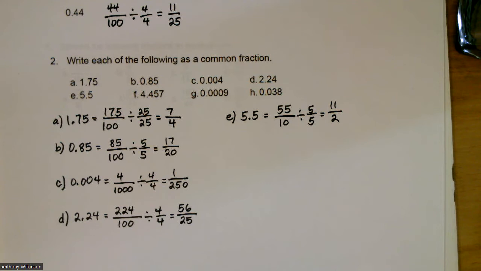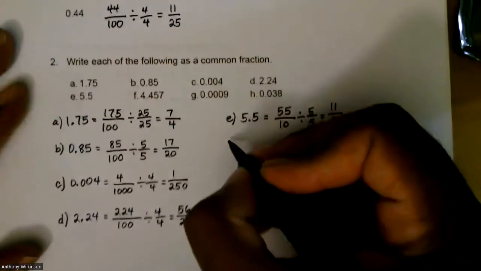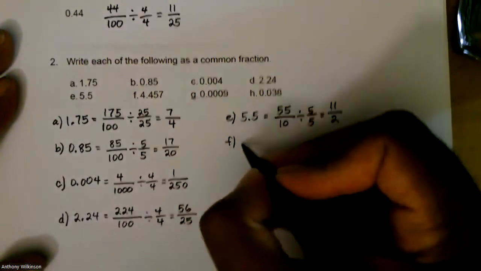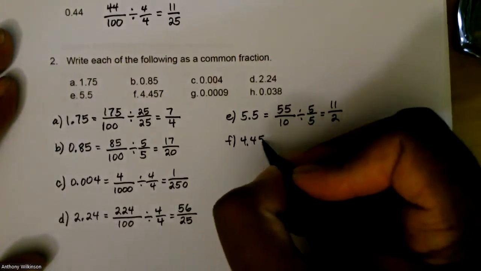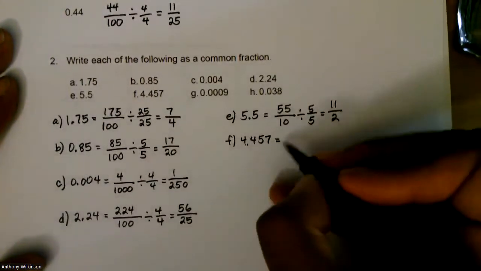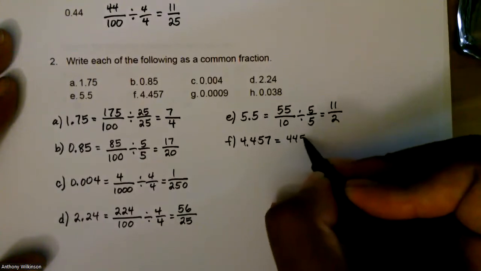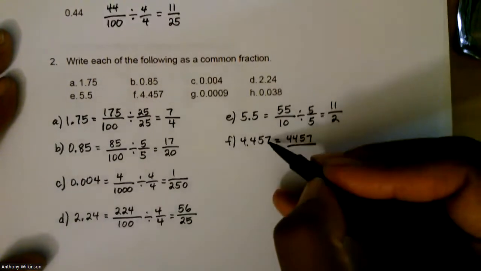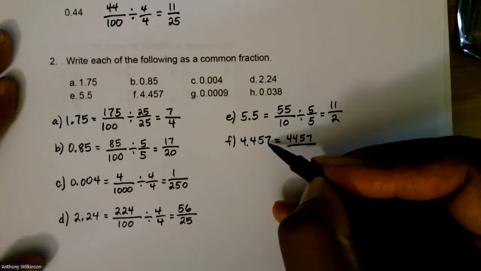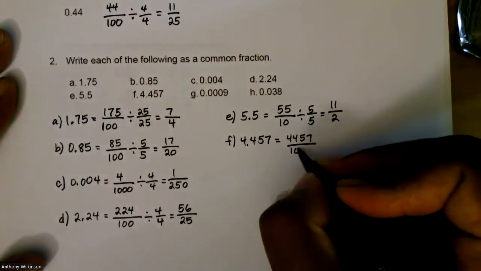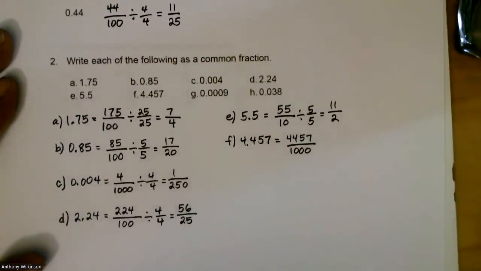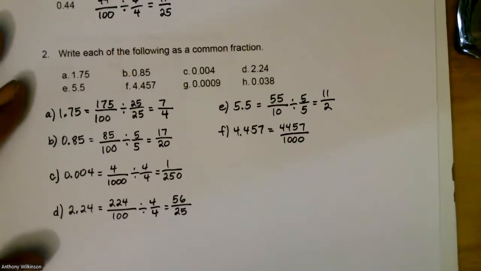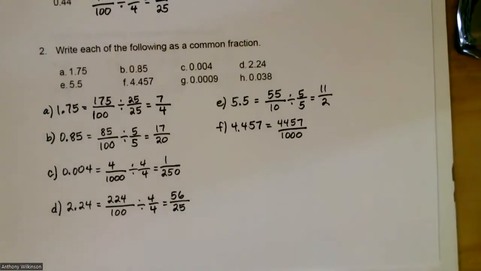Part F is 4.457. Let's take the 4, the 5, and the 7. This 7 is the third digit after the decimal point. The place value for that is 1,000. And I don't think we're going to be able to reduce that big number in simplest form. So we'll just leave it as 4,457 over 1,000.